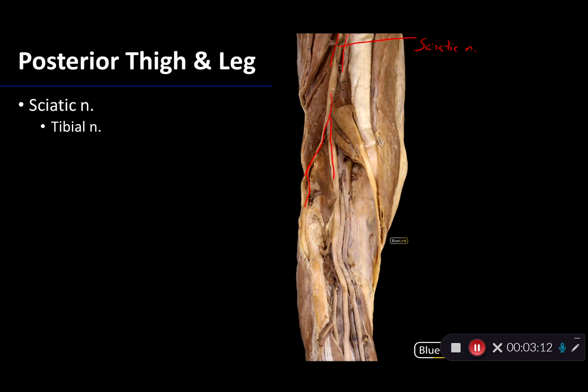But it's this tibial division that's the bulk of the innervation to the posterior thigh, and then it's the innervation to the posterior leg as well. So the tibial nerve is kind of like the radial nerve of the lower limb.